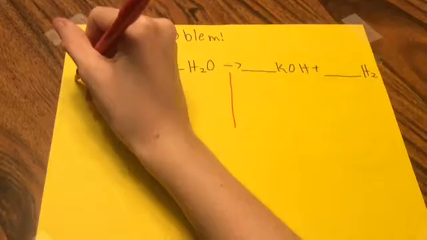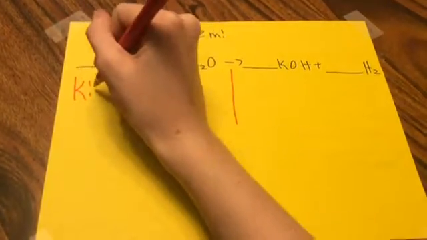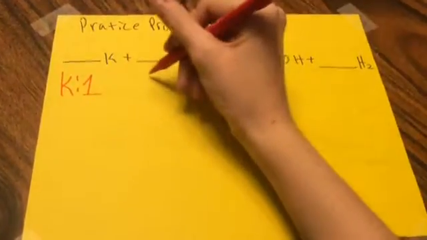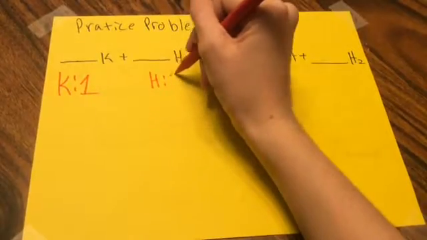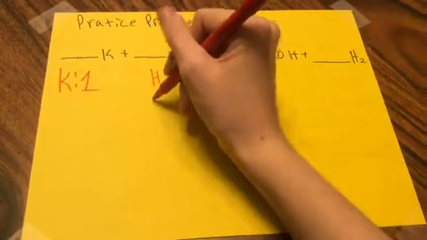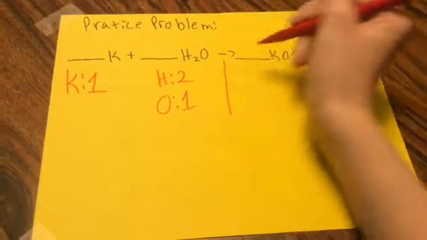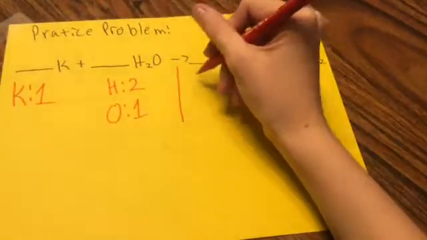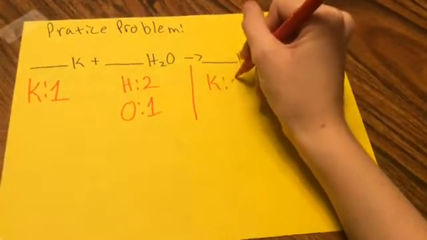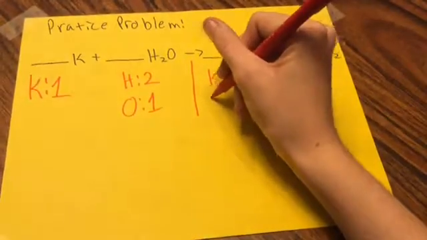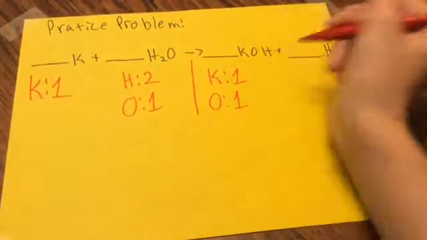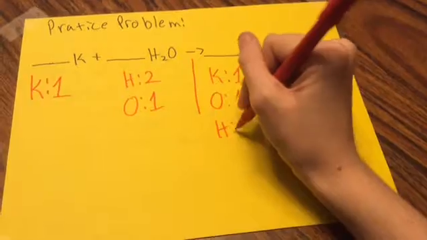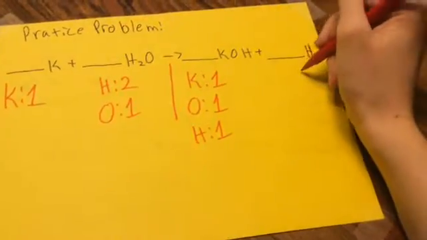So we have 1 potassium here, 2 hydrogen here, and 1 oxygen here. On the other side, we have 1 potassium atom, 1 oxygen atom, and 1 hydrogen atom. Right here we have 2.